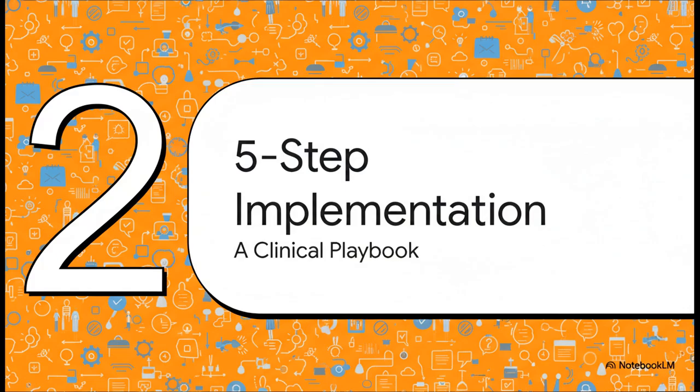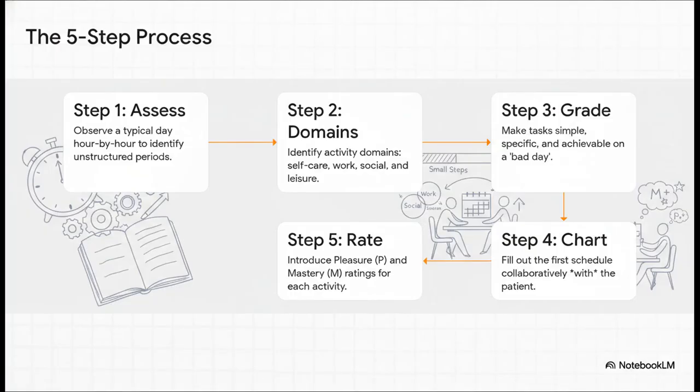All right, let's get into the nitty-gritty. This is the how-to, the part of the playbook you can literally use in your next session to get this off the ground. Okay, 5 steps. Step 1. Start with a baseline assessment. Just have them map out a typical day, hour by hour, so you can see where the empty spaces are. Step 2, identify different domains, self-care, work, social stuff, leisure, so we can aim for some balance.